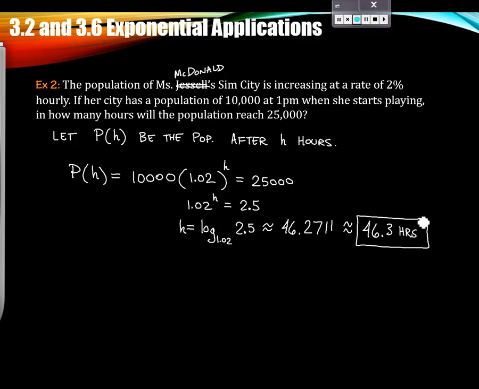It says in how many hours? So I think we answered the question. It didn't say at what time or anything. But it's approximately 2 days later. She's done nothing but this for almost 2 days, with occasional bathroom breaks, maybe. She didn't sleep. All she did is play SimCity.